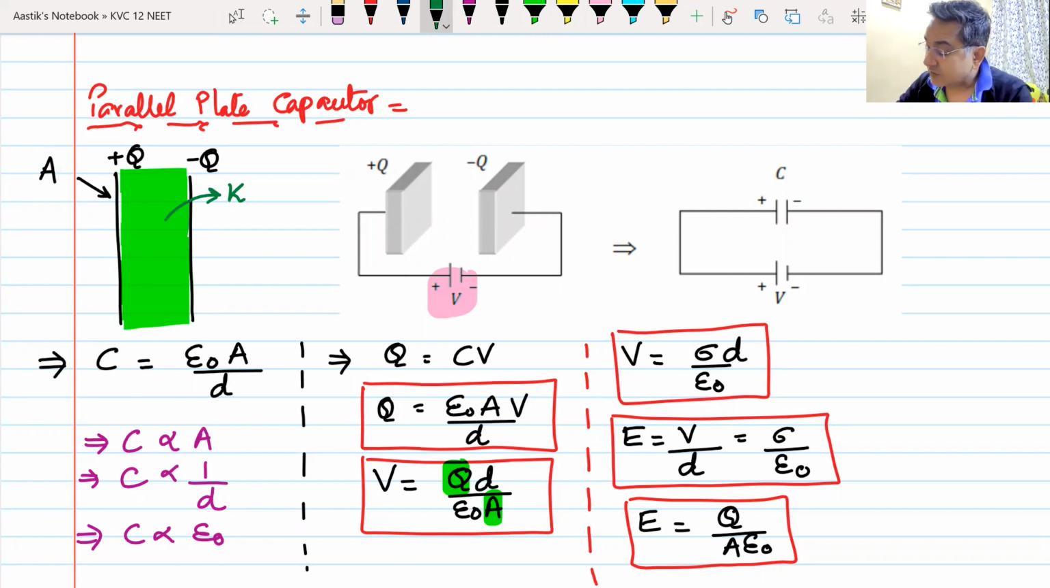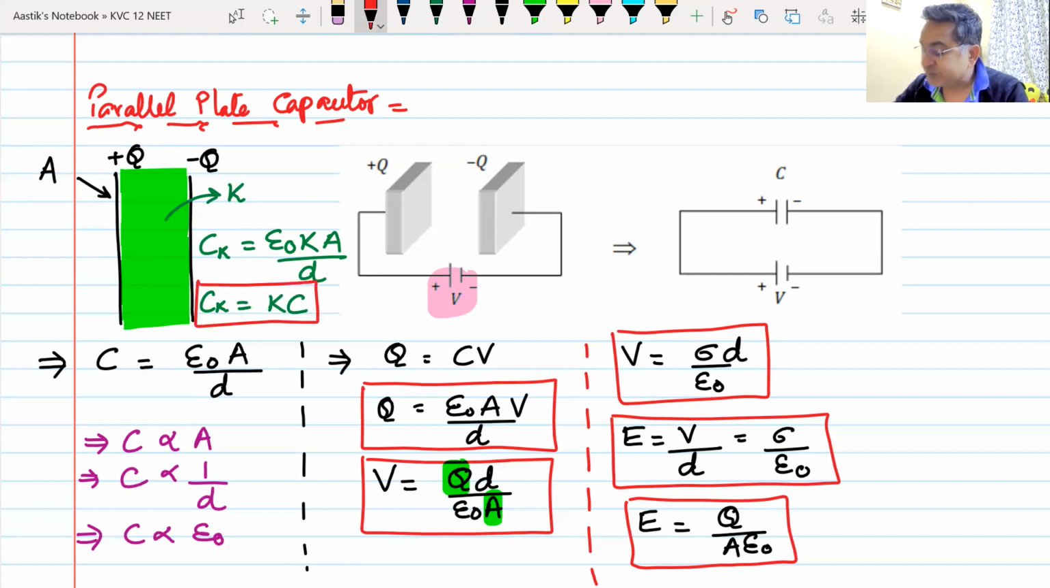If I do that, then the new capacitance C_K with the dielectric constant becomes epsilon naught into K into A by D, or you can write it as K times C. So when the capacitor is completely filled with a dielectric medium of dielectric constant K, it becomes K times C. Do we understand this? Okay, so you need to note this down as well. Whenever a capacitor is filled with a dielectric of dielectric constant K, then the capacitance becomes K times the original capacitance.